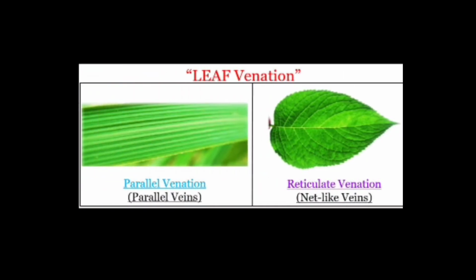Let's see in the diagram. The first diagram is of a parallel venation. You can see the midrib is prominent, and the other veinlets are smaller in size, but they run parallel to each other. Another diagram is of a reticulate venation.